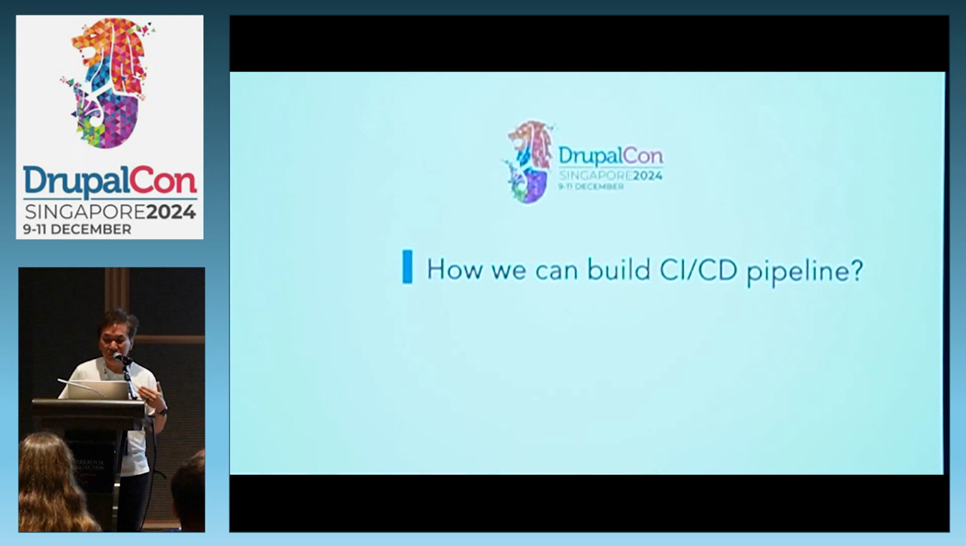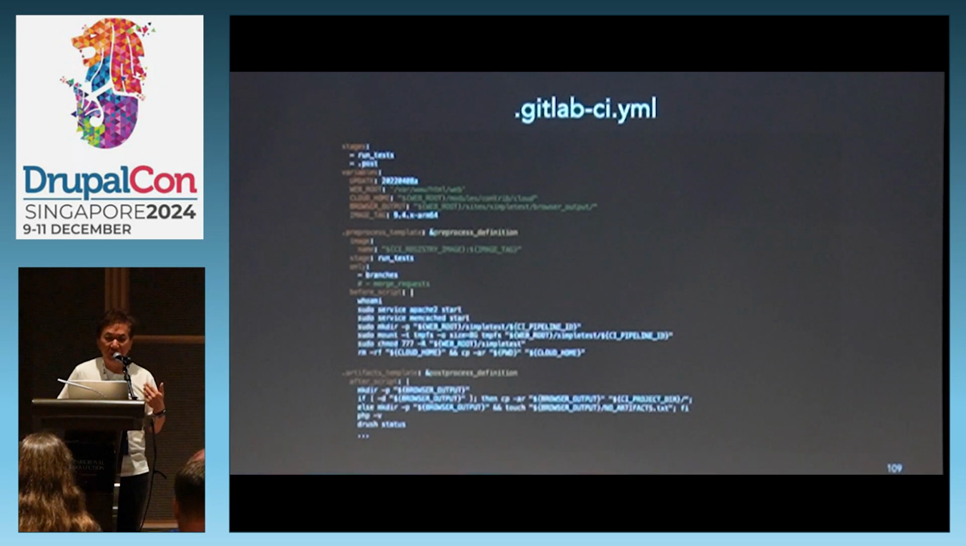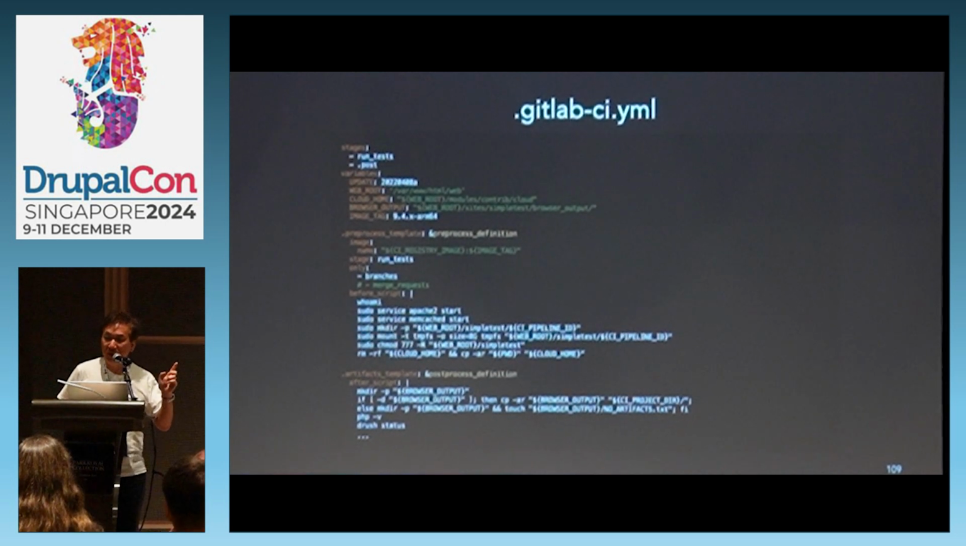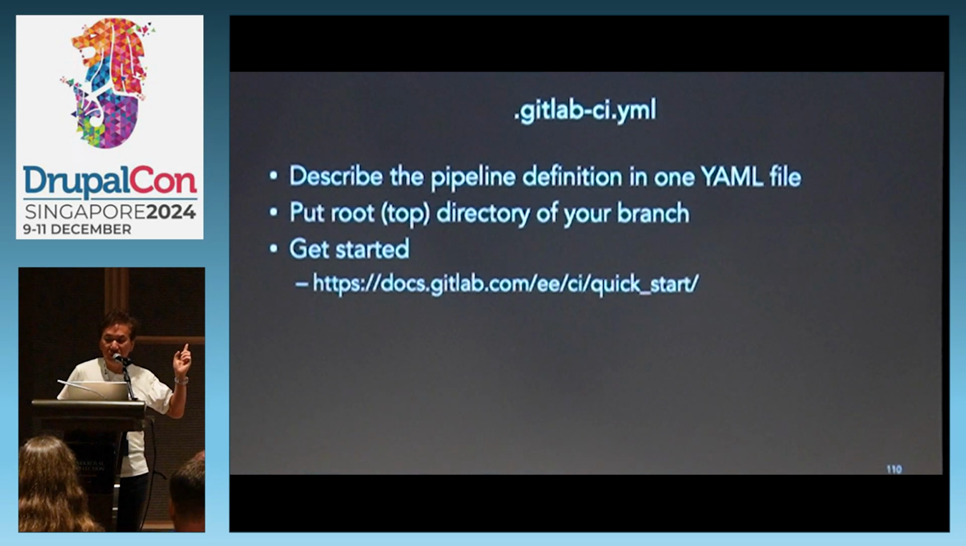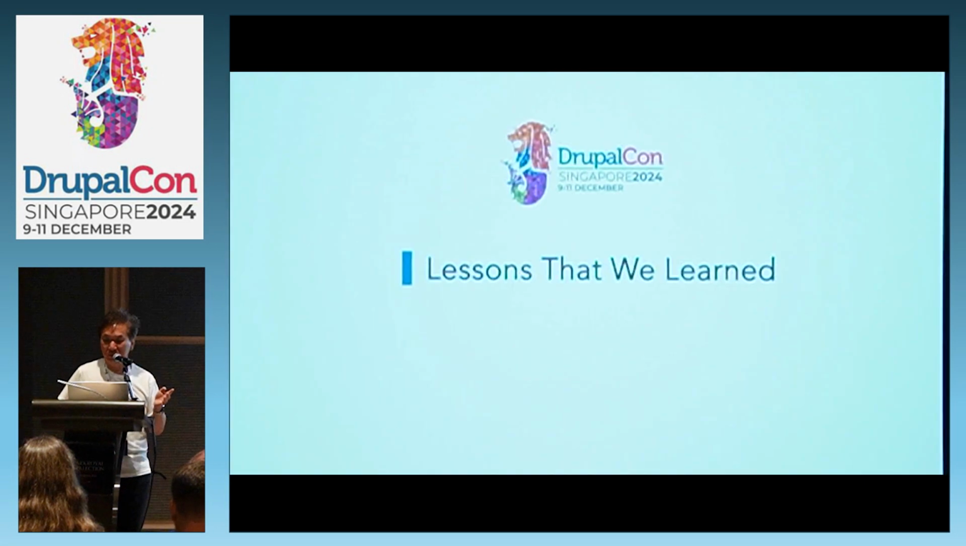So how can we build a CI/CD pipeline? Very simple. Just describe the pipeline definition in one YAML file like this. Then put that file in the root directory of your branch. That is the story of our automation.